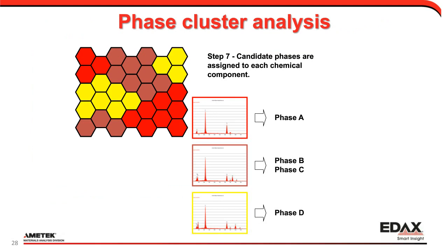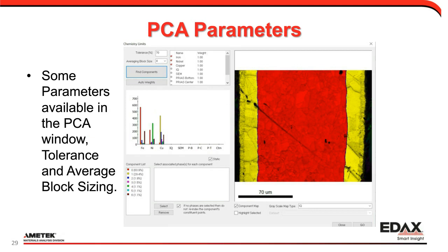Now, usually what happens is we do find a couple of smaller different phases, different parts of your sample, because the chemistry is a little bit different. And because of that, usually if you have 4 phases, you're going to have 5 or 6, and we'll talk about how to deal with that. So in the end, this is going to be the window that controls those parameters for the phase cluster analysis. Up there I can see tolerance and average block size. In this case, the average block size is 4, which is the same one in the tutorial we just showed.